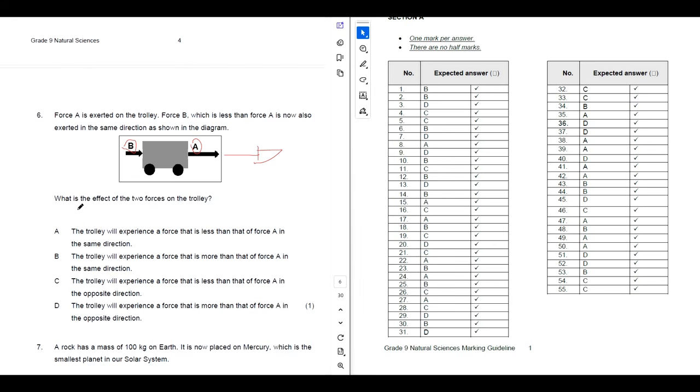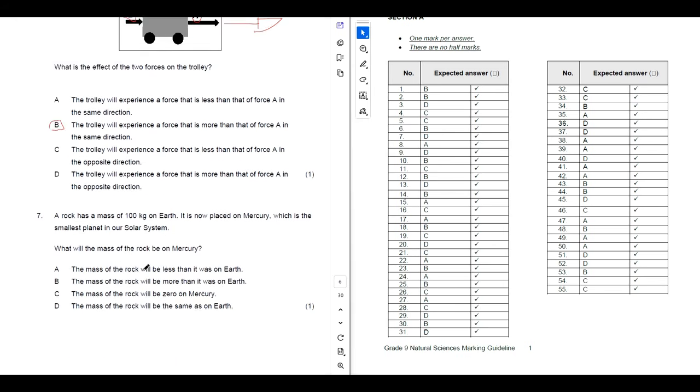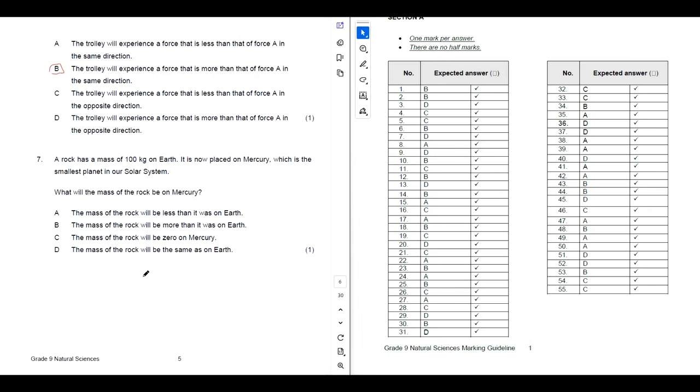Okay, so the question says, what is the effect of the two forces on the trolley? We can see here that our answer will be B. And B says that the trolley will experience a force that is more than that of force A in the same direction. Okay, and then next we will move to question 7.